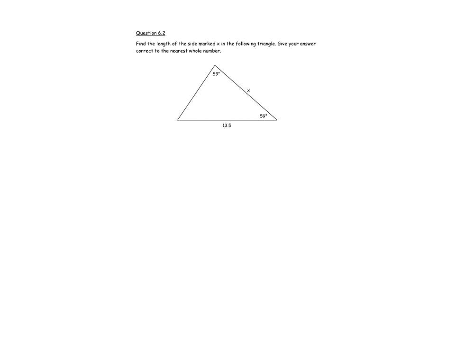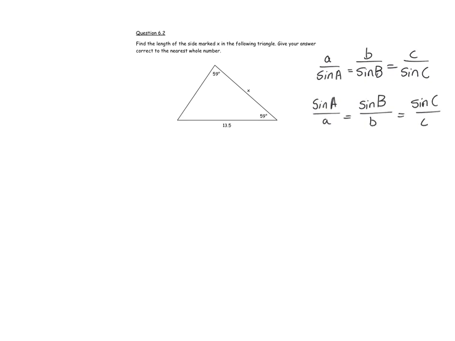The sine rule comes in two forms. We have a over sine of A is equal to b over sine of B is equal to c over the sine of C, or we can write it as the sine of A over a is equal to the sine of B over b is equal to the sine of C over c. When we have it in the form at the top, we're looking for a side, and when we have it in the form at the bottom, we're looking for an angle. In this question, we're looking for the side. In particular, we're looking for the side marked X.